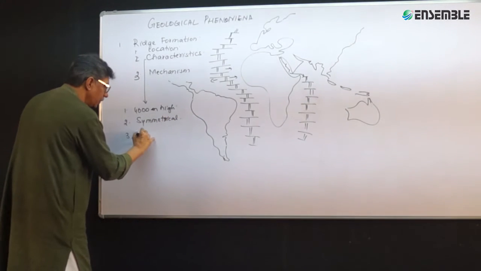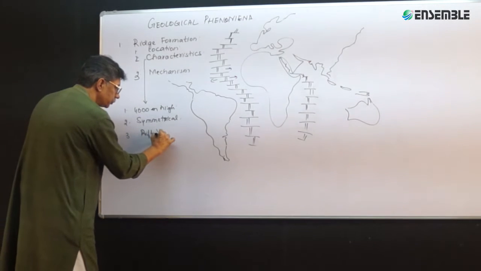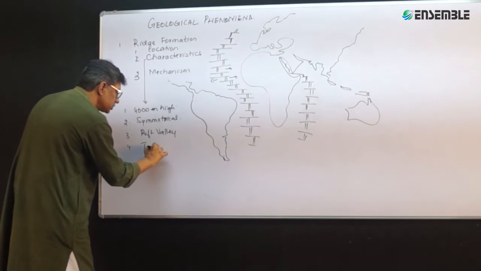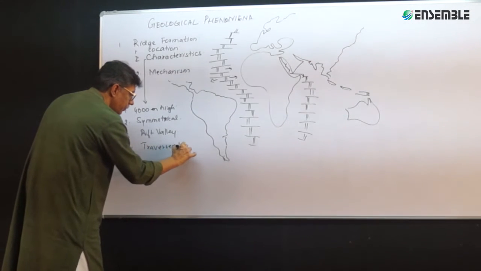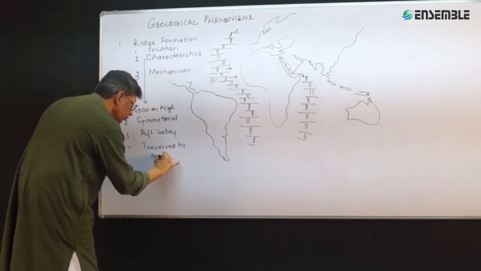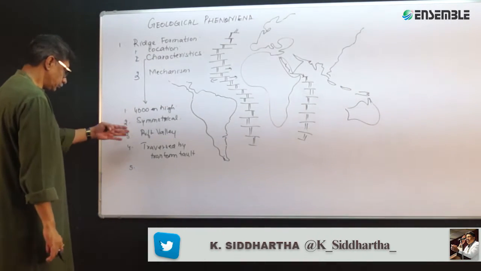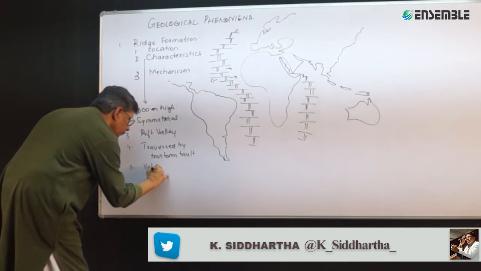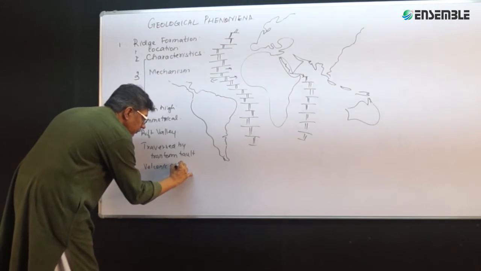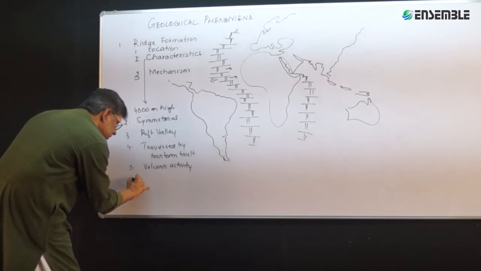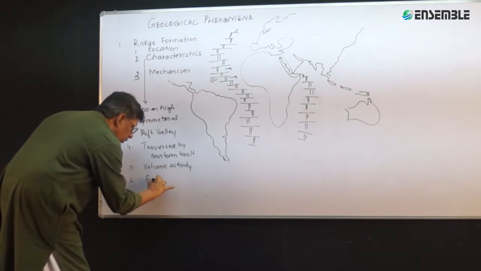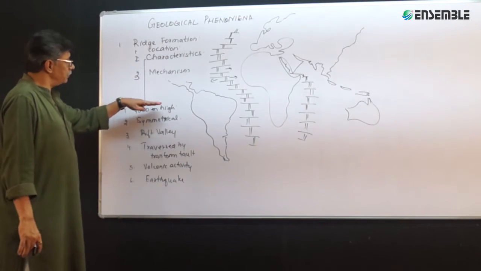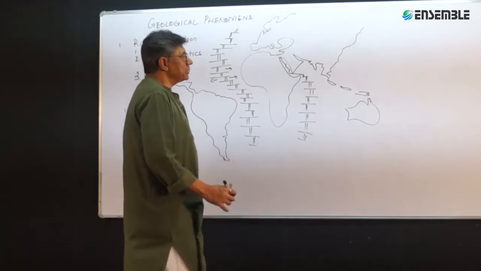Third, it has a rift valley on the top. The fourth is that it is traversed by transform faults. Fifth, it is known for volcanic activity. And the sixth is that it can also be a region of earthquakes. These are its characteristics.